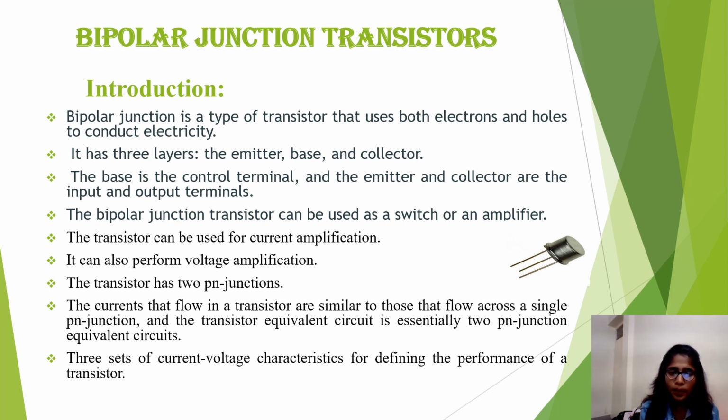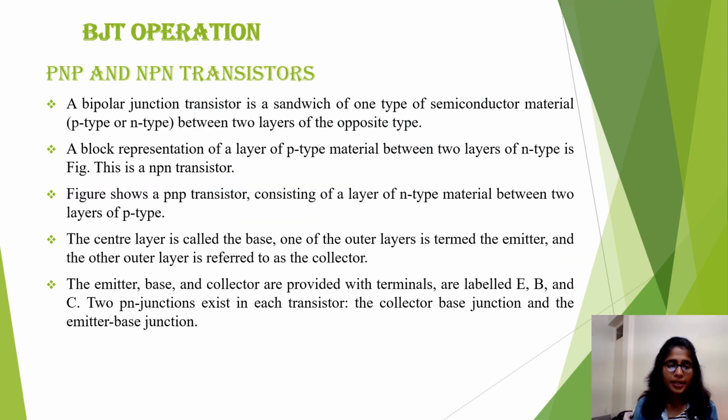In a bipolar junction transistor, there are three sets of current-voltage characteristics for defining the performance of a transistor. In BJT operations, there are two types, PNP and NPN transistor. A bipolar junction transistor is a sandwich of one type of semiconductor material between two layers of the opposite type. The block representation of a layer of p-type material between two layers of n-type is in the figure.